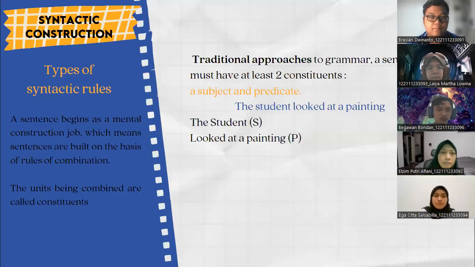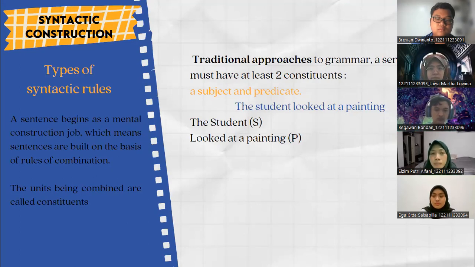Syntactic construction. First, types of syntactic rules. A sentence begins as a mental construction job, which means sentences are built on the basis of rules of combination. The units being combined are called constituents. In the traditional approach to grammar, a sentence must have at least two constituents. A subject is a topic about sentences, and a predicate is the comment made about the topic.